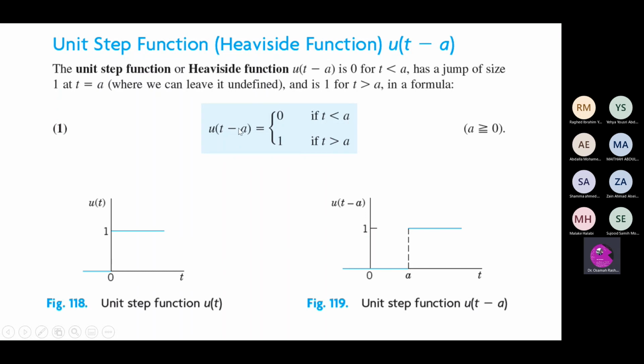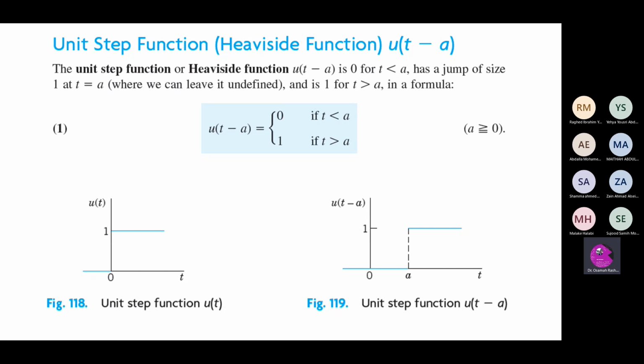If a is 0, it means u of t minus 0, it will be u of t, which is 0 at t less than 0, so nothing here, it is 0. After 0, it will be 1. In general, if I have u of t minus a, I will start from a to give the value of the unit step function equal to 1. Before a, it is 0.